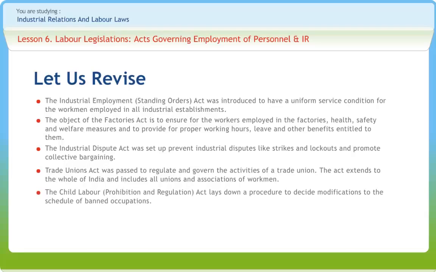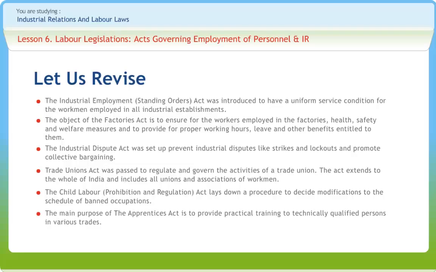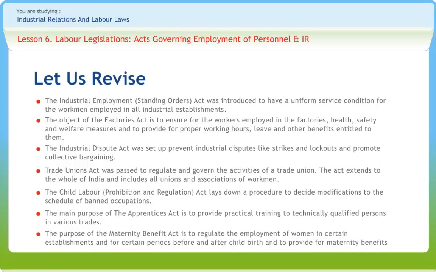The Child Labour Prohibition and Regulation Act lays down a procedure to decide modifications to the schedule of banned occupations. The main purpose of the Apprentice Act is to provide practical training to technically qualified persons in various trades. The purpose of the Maternity Benefit Act is to regulate the employment of women in certain establishments and for certain periods before and after childbirth and to provide for maternity benefits.